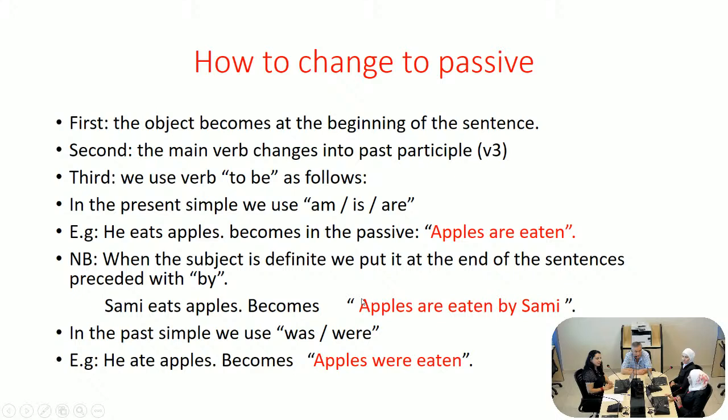In the past simple, we use was or were. He ate apples becomes apples were eaten.